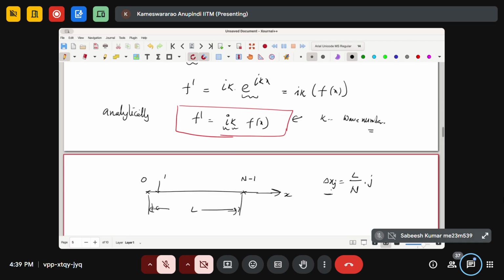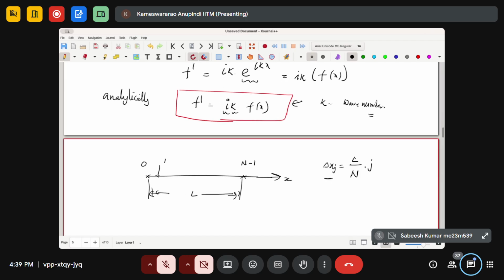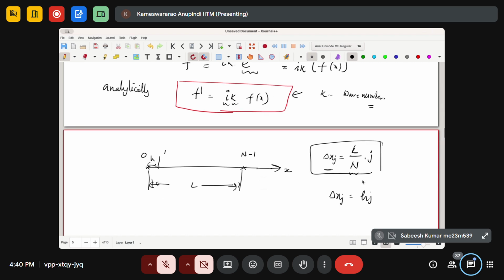So my delta x_j, which is also equal to h, is nothing but length divided by number of points. The number of points, 0 to n minus 1, is n points, and then times j. So this is my interval, and when I multiply with j, this gives me the x location. So this is delta x_j equals h times j. That means each interval is h, and so on. That is what my delta x_j is.